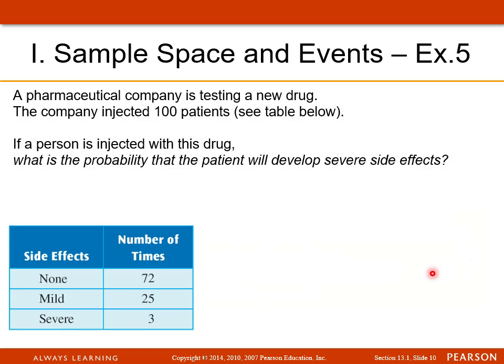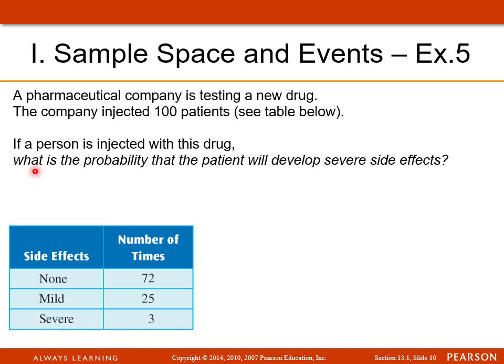Okay, so let's look at some examples here. So this is example 5 on the back side of the first page of your notes. So it says a pharmaceutical company is testing a new drug. The company injected 100 patients. And so then here are the results. So we have side effects, none. 72 of the people had no side effects. For mild side effects, we had 25. And so for severe, we had 3.